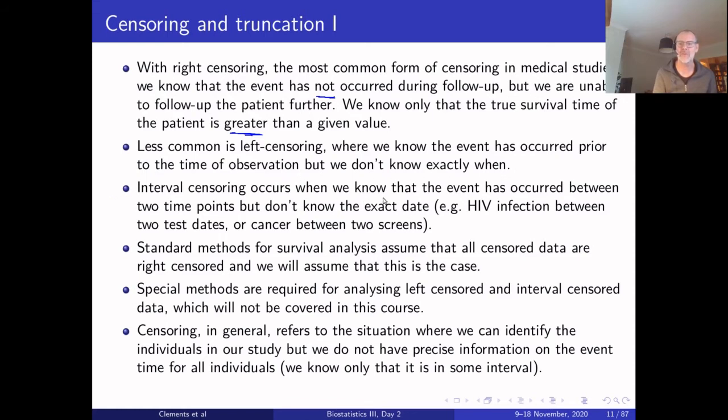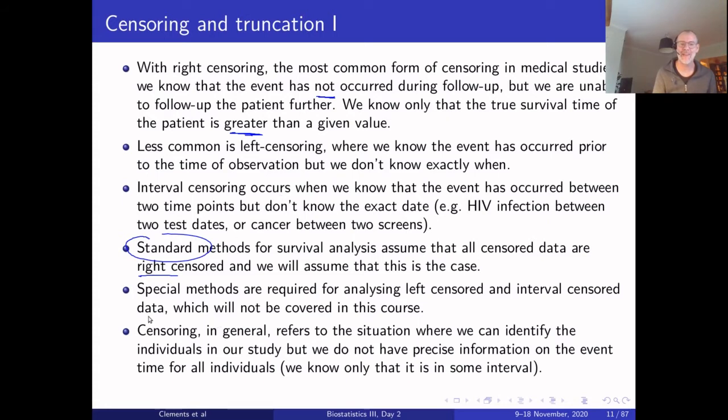Interval censoring occurs when the event has occurred between two time points, but we don't know the exact date. An example here could be that an HIV infection is between two test dates, or that they got cancer between two screens. Most standard methods for survival analysis assume that the data are right censored, which we will tend to assume in this course. Left censored data and interval censored data will require special methods.